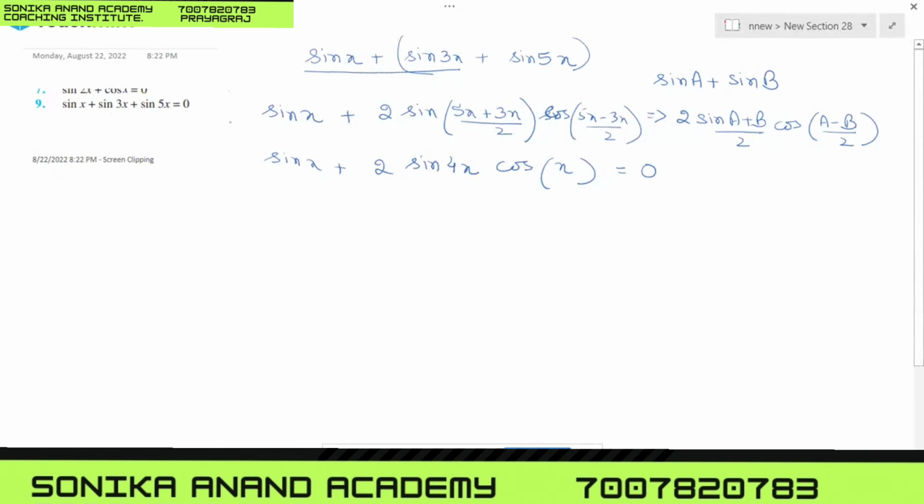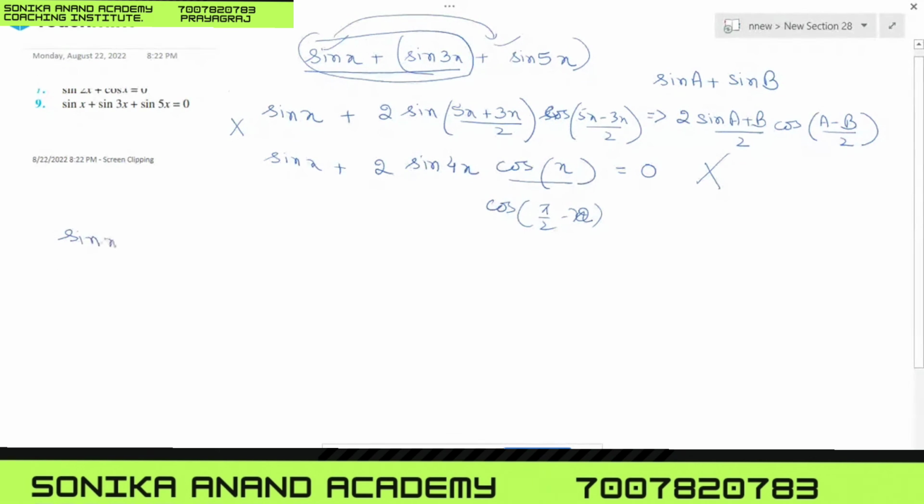Or listen, don't go for this, because for cos x I would have to take pi by 2 minus theta, so it becomes a problem for you. Go for this instead, because then I will get the same values. I will go for this and this, and then I will get sine 3x, so it becomes easy.